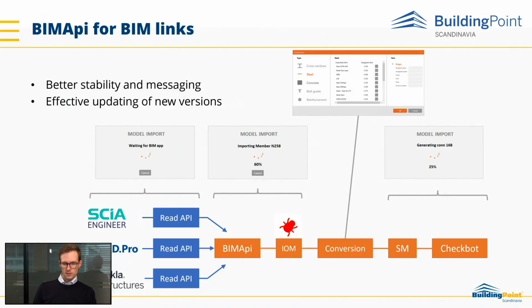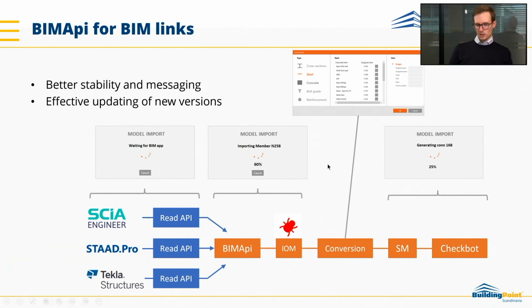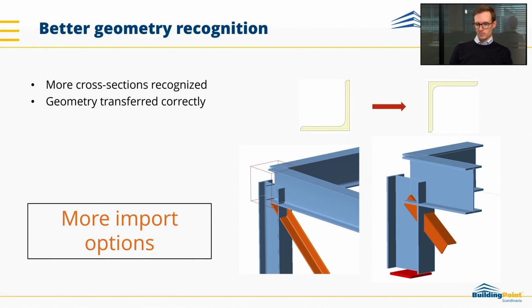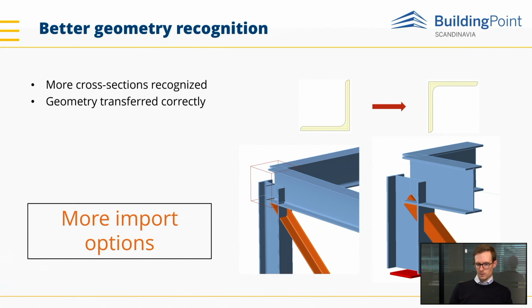So as mentioned, better stability and messaging for the BIM API. Not going to go through this in detail. There's a separate webinar from IDEA StatiCa on this topic. Better geometry recognition: the cross sections are rotated in the correct manner, which could be a problem before. So now it's much better. It's transferred correctly now.